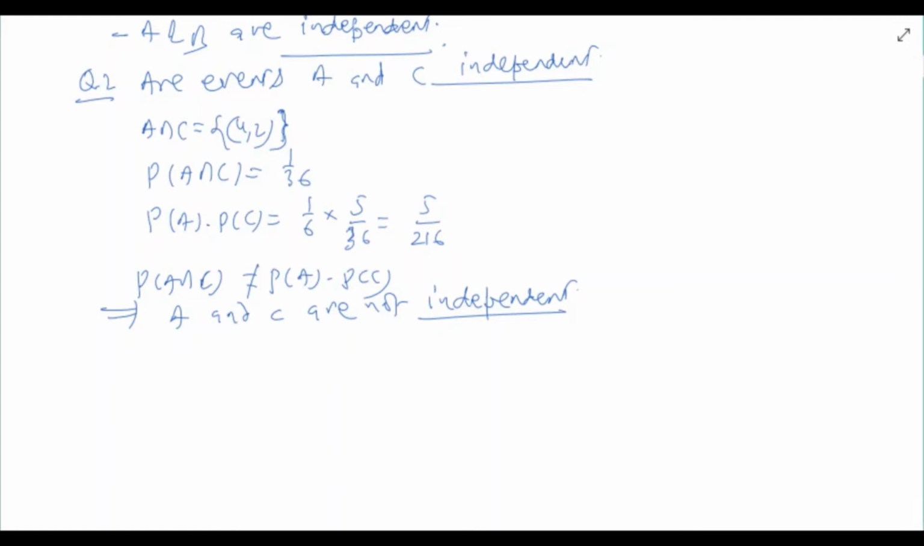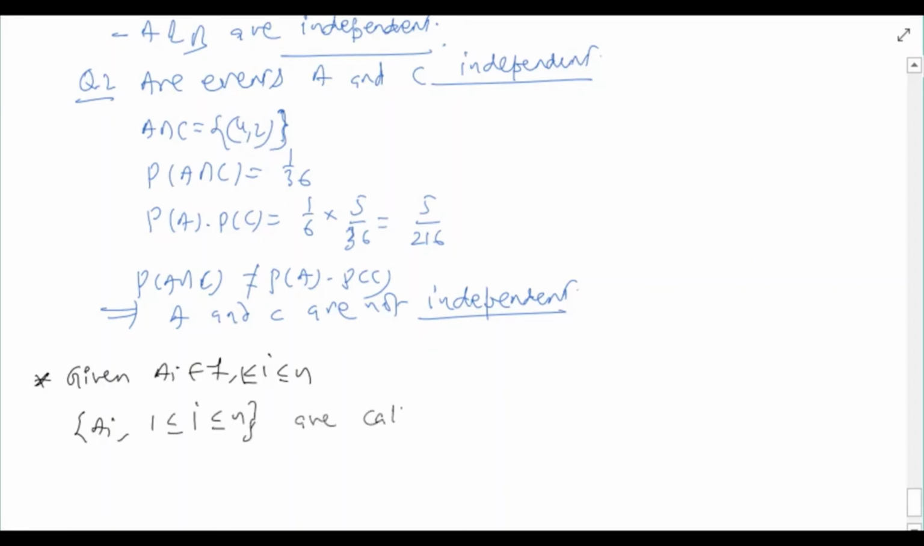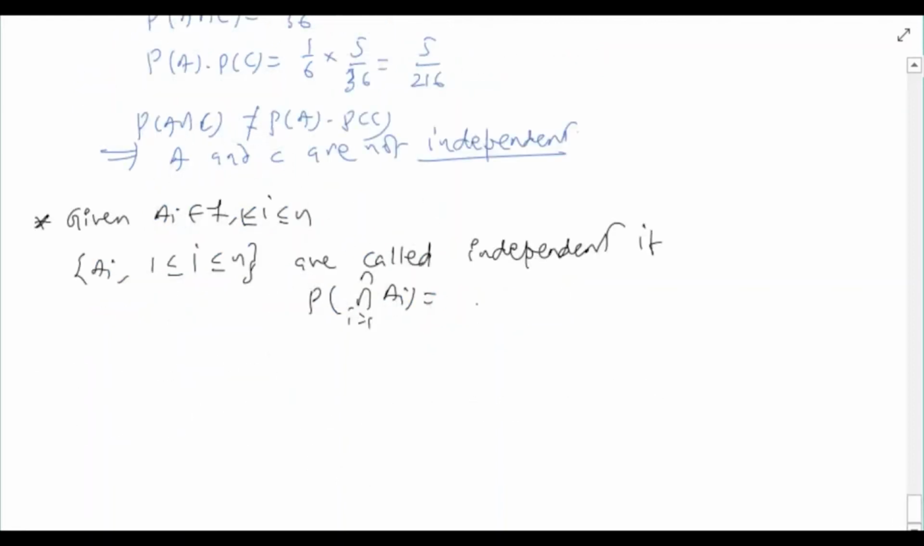Let us now extend this notion of independence to more than two events. Given events A_i, so i is ranging again from 1 to n, these events A_i are called independent if probability of their intersection, that is intersection over i equal to 1 to n of A_i, is the product of their probabilities.